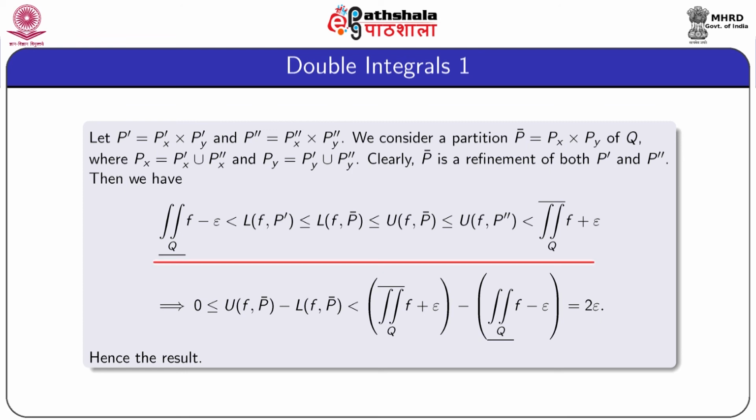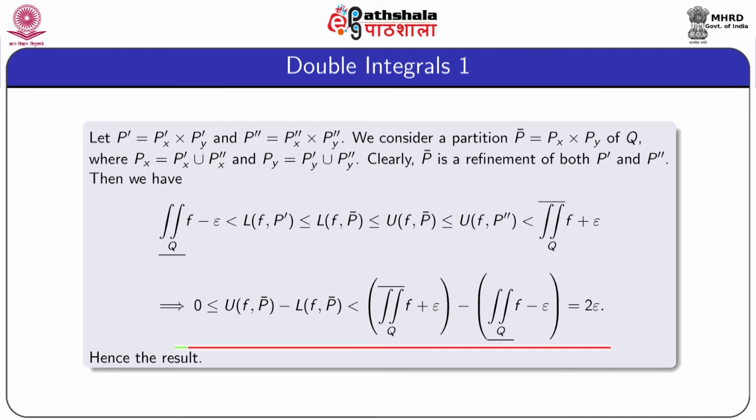Clearly, P bar is a refinement of both P' and P''. Then we have lower integral of f over Q minus epsilon less than LF P' less or equal to LF P bar less or equal to UF P bar less or equal to UF P'' less or equal to upper integral of f plus epsilon. This implies 0 less or equal to UF P bar minus LF P bar less than upper integral of f plus epsilon minus lower integral of f minus epsilon, which is 2 epsilon. Hence the result.